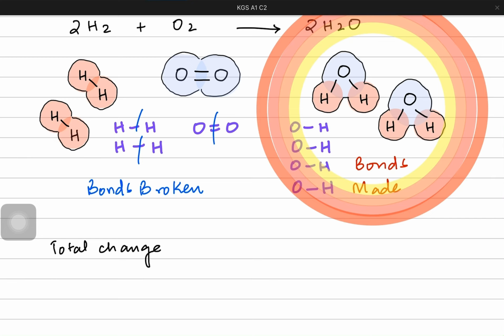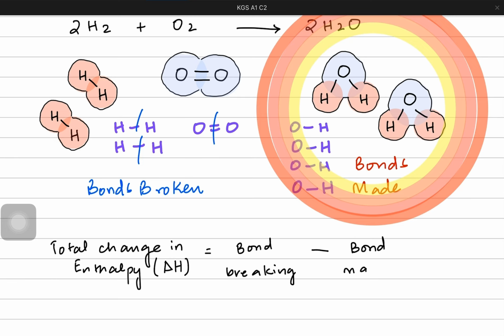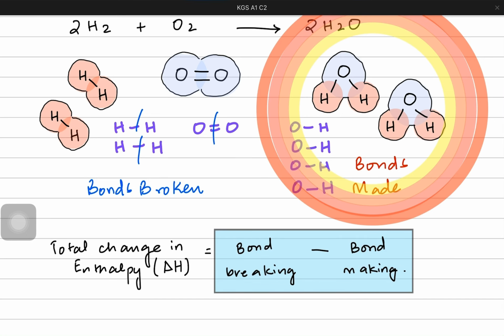Actually, the total change of enthalpy during a chemical reaction is a combination of the bond breaking energy and the bond making energy. The change in enthalpy is bond breaking energy minus bond making energy. Bond breaking absorbs energy, so that is why it's positive, and bond making releases energy, that is why it is negative.